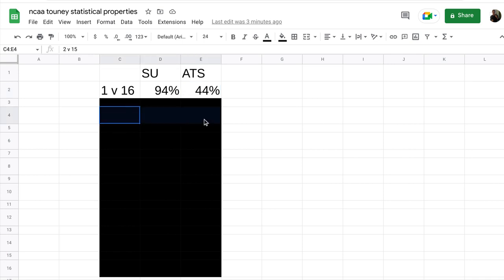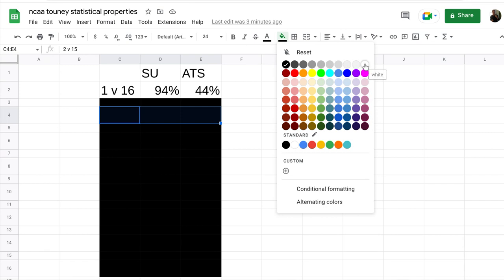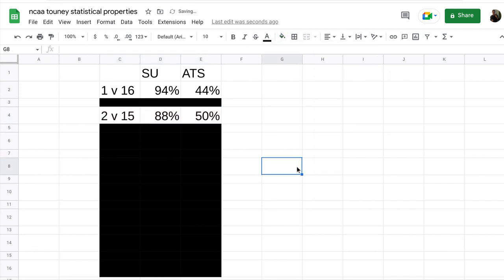And if you're filling out a bracket, you've got to advance all the 1 seeds, if you're just using that statistical property to your advantage. And pretty much the same here with the 2 and the 15, although it levels out with ATS, which means you have no real advantage for the lower seed, the 15. And of course, the 2 seed is still winning 88% of the time. So no real big advantage there on either side.